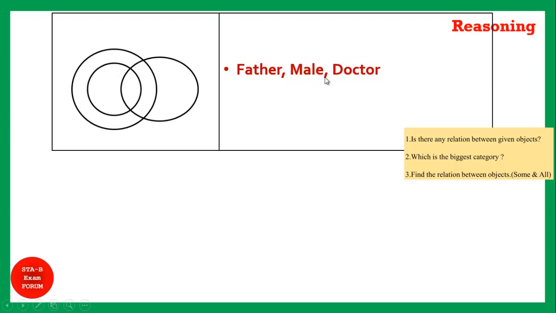And again, a doctor can be male and can also be a father. So this overlapping region represents a doctor who is a father, this region represents a doctor who is male, and this represents other doctors, might be female doctors. Okay, understood? Woman, widow, mother, you can have a look at it.